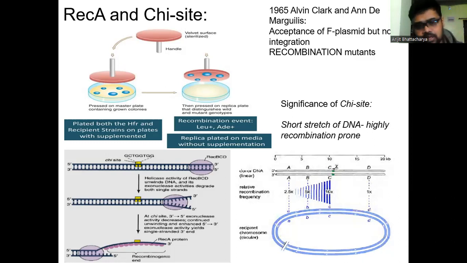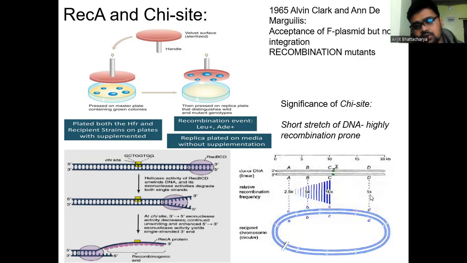to initiate homologous recombination. Now, as I mentioned, the chi site is very significant in terms of recombination. It was found that for genes that are closely linked to the chi site, the recombination frequency was much higher than for genes that are distant from the chi site. Here you can see the genes that are closely linked to the chi site are 10 times more recombination prone than a gene which is in the opposite direction of the chi site.